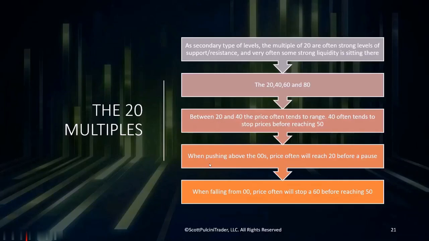And when pushing above the round numbers, the price will very often reach the 20 before a pause. So if you see a strong momentum higher, breaking above round numbers, the price is very likely to push up and get around the 20, and then find some pause there, come back around the 10, retest the round numbers, and then likely go back up again. Okay.